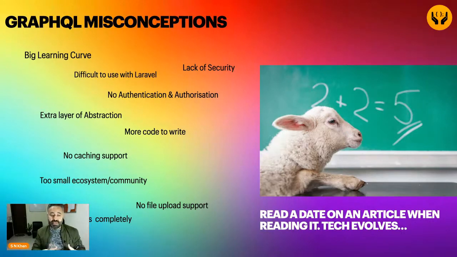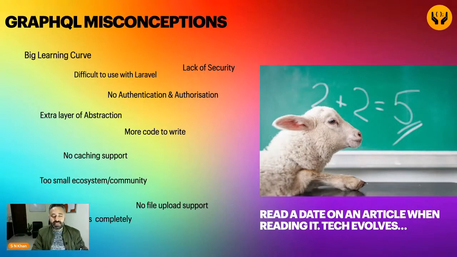Conversely, what's actually happening is you are going to write less code, which we are going to see in this session as well. You write a lot less code in comparison to other API development, for example, if you are developing with API resources. No caching support. Now that's one thing that has probably some substance, but the community is working hard on this, and there are certain solutions out there now.